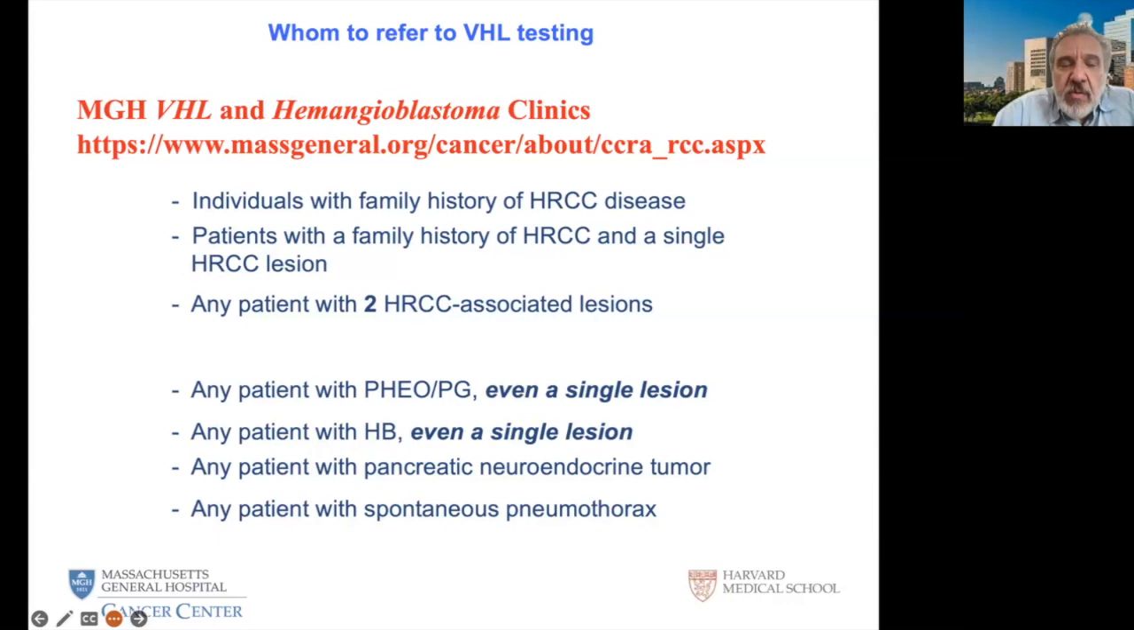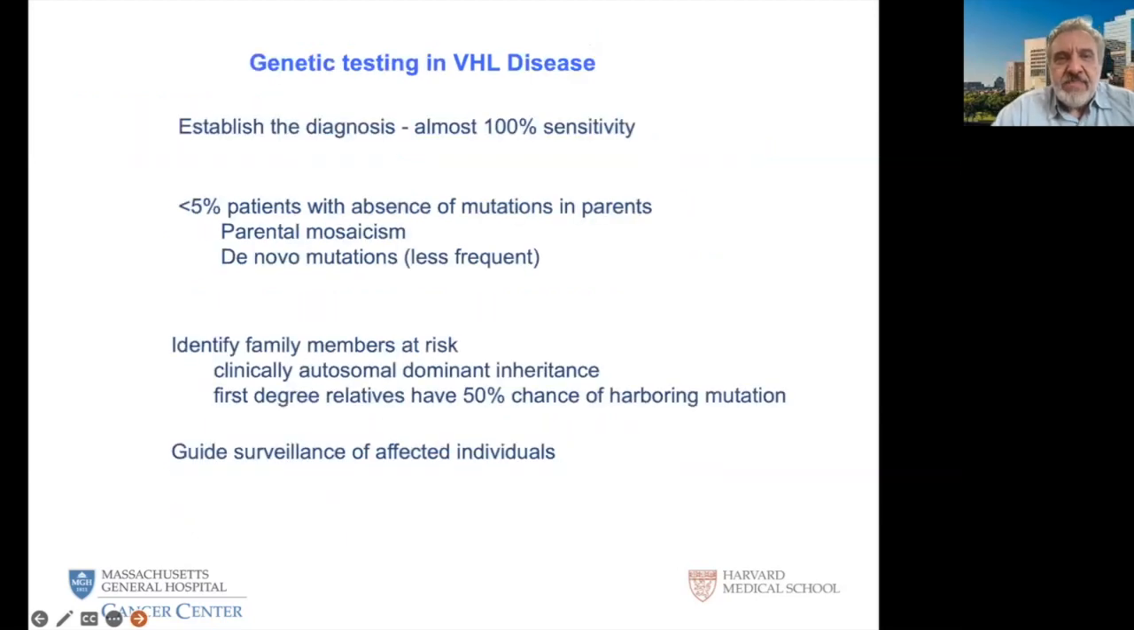We refer for VHL diagnosis and testing anybody who has a single hemangioblastoma or a single pheochromocytoma. This is not an exaggeration, but we do this because the percentage of people with hemangioblastomas and pheochromocytomas who have this cryptic VHL mutation is high, and therefore they deserve to be tested. Forget about the spontaneous pneumothorax, it refers to another disease and kind of interferes with the slide.